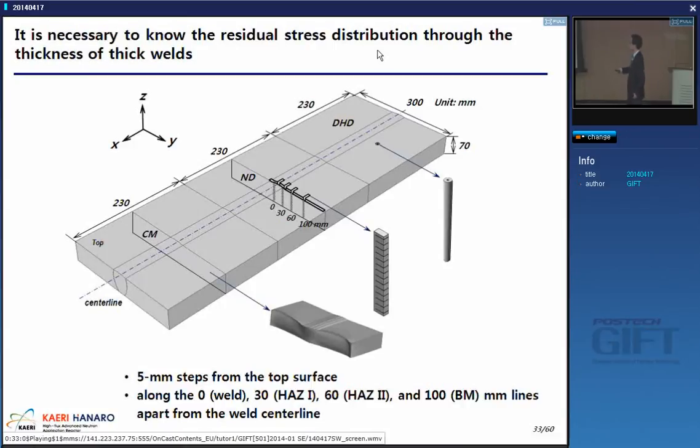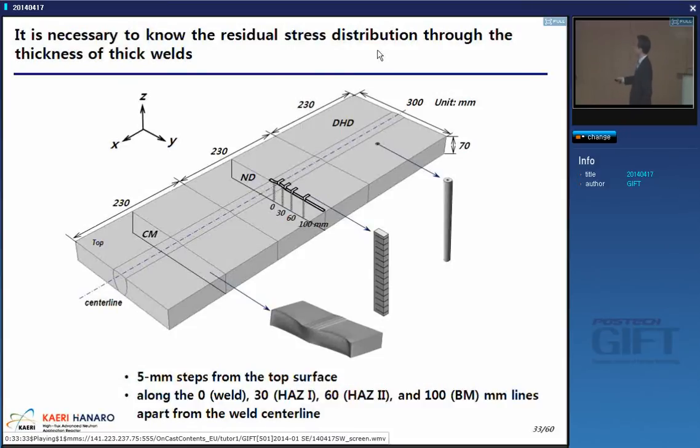So they made long welding samples, and here are the neutron diffraction measurement points. This is the welding line. The welding line center we call zero, and every 5 millimeters through the thickness, up and down to 65, we measure a lot of positions. And 30 millimeters from the center line corresponds maybe to the heat affected zone, then 60 millimeters and 100 millimeters. 100 millimeters is very similar to the base material, okay?